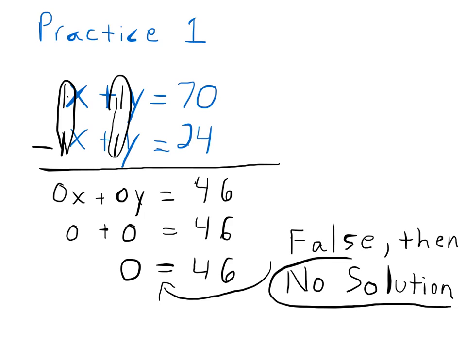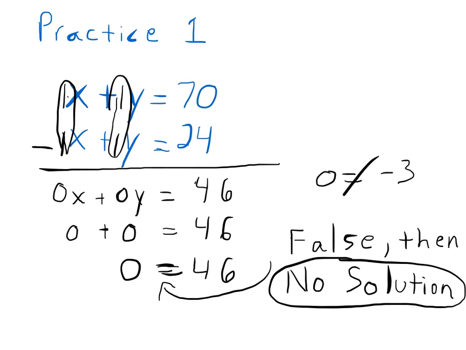If everything cancels out and it looks really funky, and you get some number that doesn't equal some other number, it's false. This is not a true statement, so the answer is no solution. Most of the time it'll be 0, but you could have something like 0 equals -3. Is that true? No, that's not true. So when it's false, the answer is no solution.